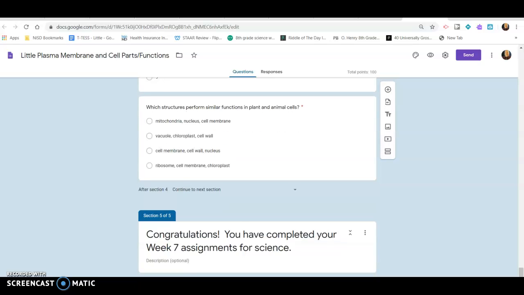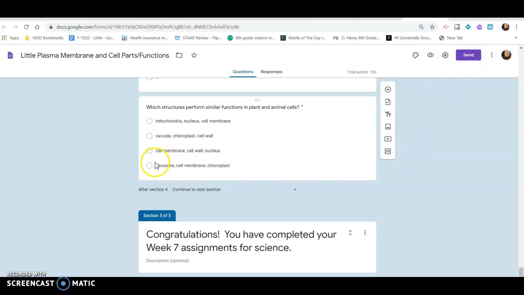Once you've completed that section, yay, congratulations! You've completed your week 7 assignments for science. Remember that your quiz is always the last part that you participate in prior to closing out the session. Make sure that you have scored a score of 70% or higher. Otherwise, you will have to review the resources and retake in order to obtain credit.